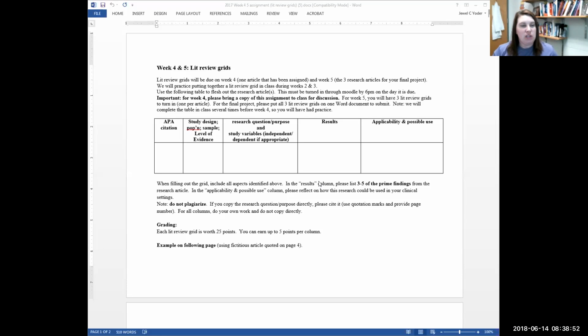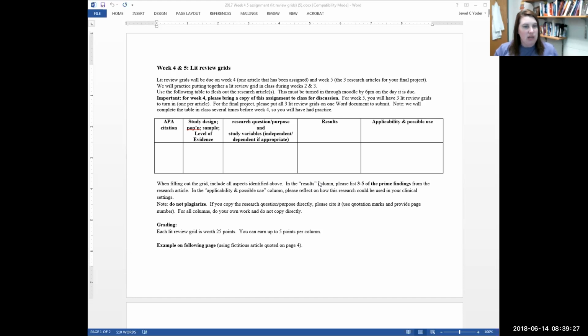This is the week that you have literature review grids that are due for your final project. So I have pulled up again the rubric. This should look familiar to you. It's the same that we've been using all along. This one was for week 4 and 5. Again, here for week 5, you have 3 research articles that you were to find from CINAHL or other library research web-based sites. You were to find 3 articles pertaining to your PICO question that you are trying to answer.